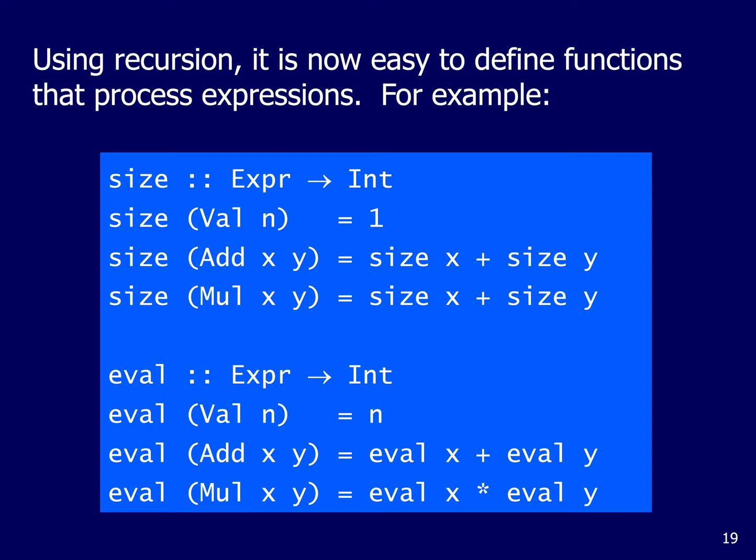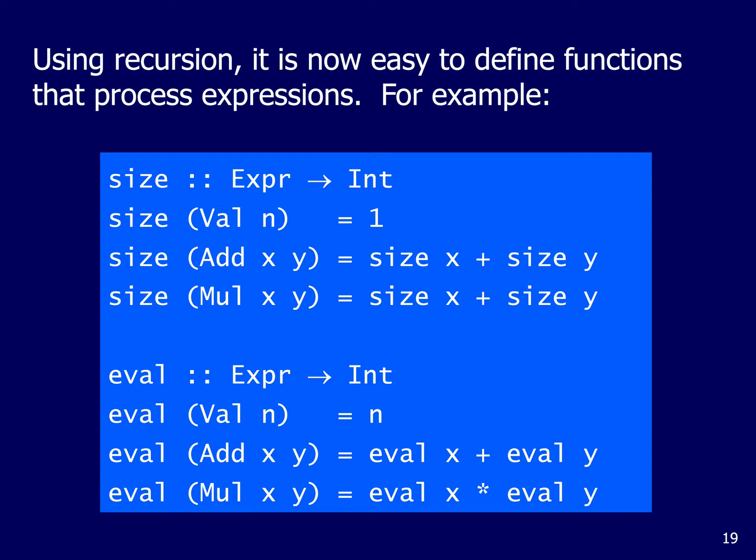To calculate the size of an addition or a multiplication, you calculate the size of the first parameter, x, the size of the second parameter, y. That will give you two integers, and in both cases, you just add them together. Okay, so a nice three-line recursive definition for the size function.